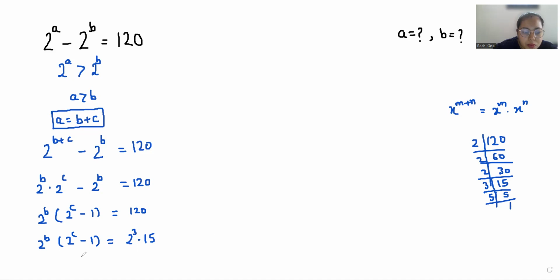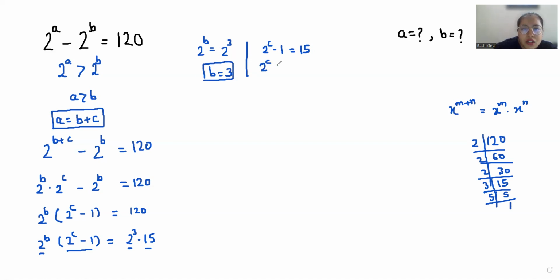Now if we compare both sides, 2 power b with 2 power 3 and 2 power c minus 1 with 15. So 2 power b is equals to 2 power 3, and 2 power c minus 1 is equals to 15. If the bases are equal, their powers are also equal. So the value of b is 3.